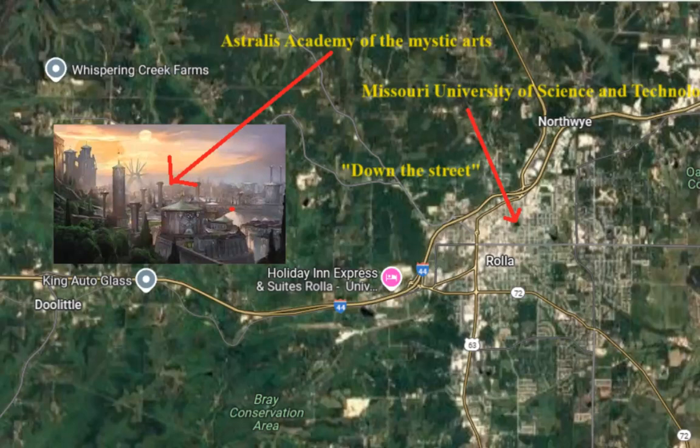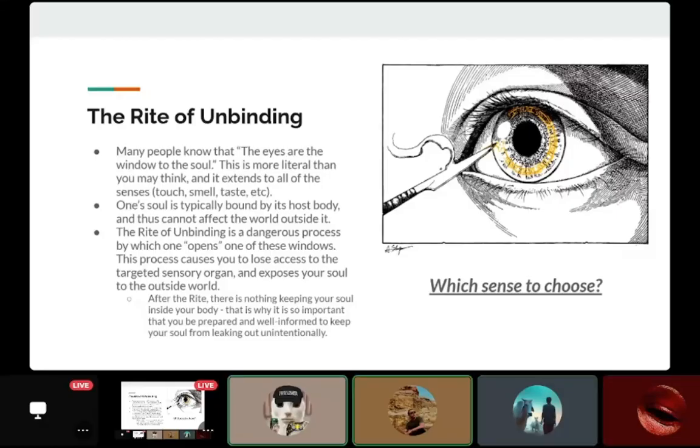Will you go ahead and go on Discord and look at the map? Is this the accurate location of the Australis Academy of Mystic Arts? Yes. Yeah. Somewhere around there. Across the street from whatever window. In auto glass. Yes. Directly across the street from King Auto. You can actually see it if you look out that window right there. Good to know.